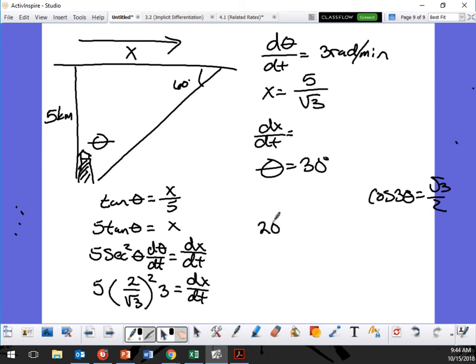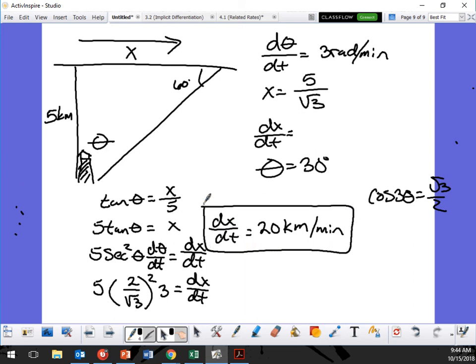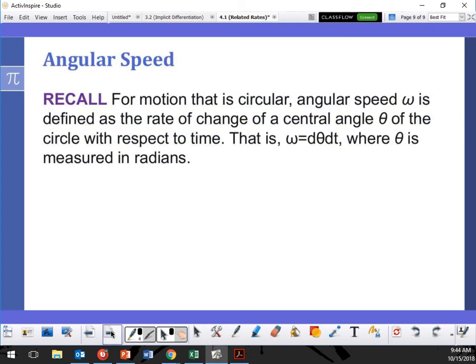What are my units? Remember, we're finding dx dt. What are the units of my x? Kilometers. So it's km per minute, and that is my dx dt. Are we okay? Okay. There we go.